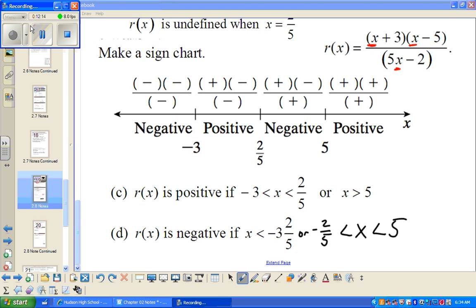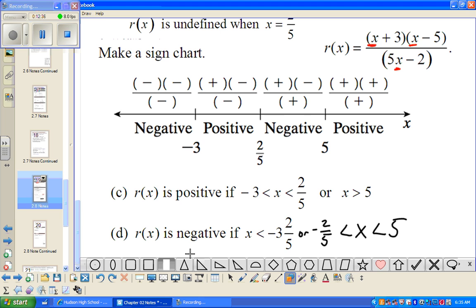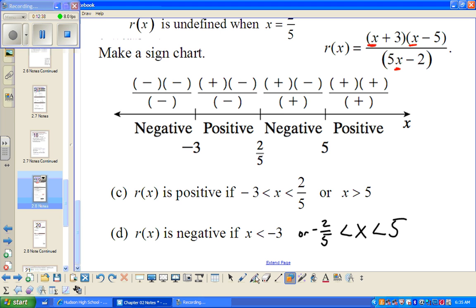So there was a little error on there. I had to fix it quick here. So these would be the answers you should have gotten. R of x is positive if x is between negative 3 and 2/5, or x is greater than 5. R of x is negative if x is less than negative 3. Oops, that's where that problem came in. Timeout. Just get rid of that. It is negative if x is less than negative 3 or between 2/5 and 5.